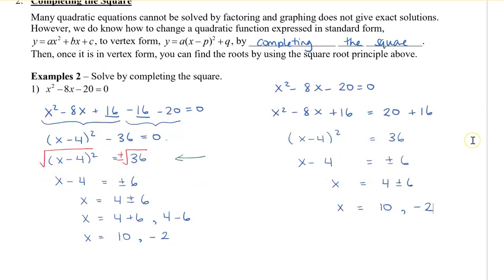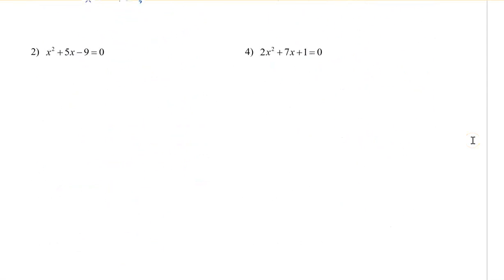Let's take a look at 2 other examples, maybe not so nice ones. These ones are not as nice because you can see this first one has an odd number as its coefficient for the middle term, and the second one has a coefficient in the front. So let me show you how to solve these ones. For this first one, we are going to do the same thing that we did before.